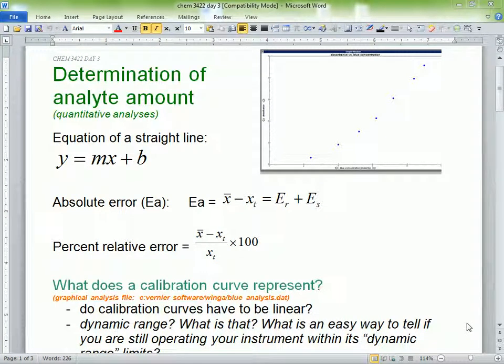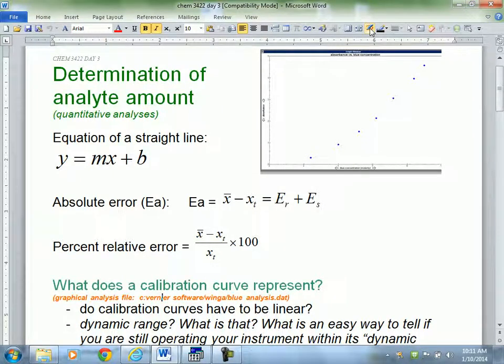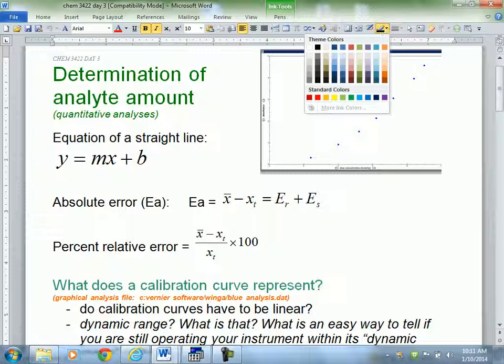Determination of analyte amounts. We like to call this kind of analysis quantitative analyses.